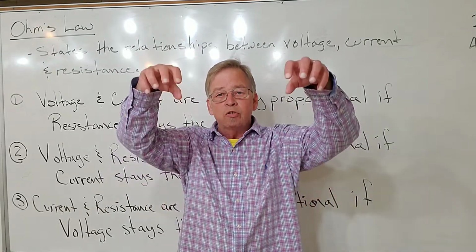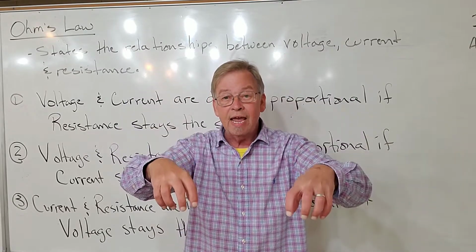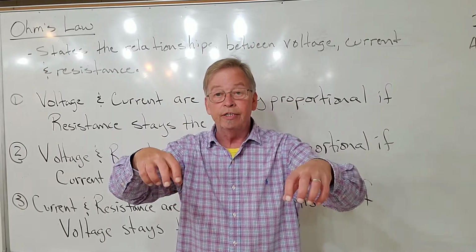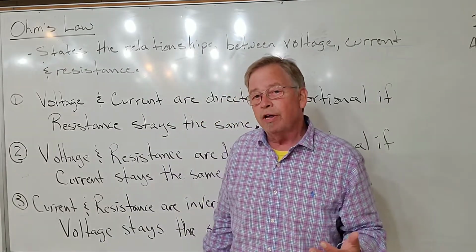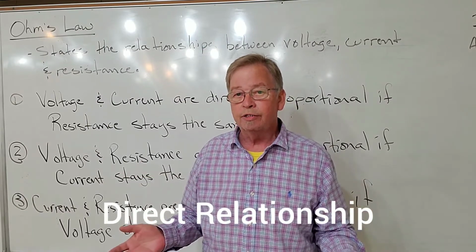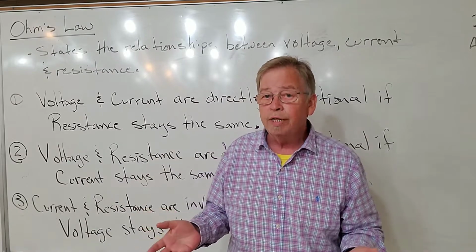So we have this relationship where both variables are moving in the same direction. An increase, increase, decrease, decrease. This is called a direct relationship when both variables move in the same direction. So directly means they're simply moving in the same direction.